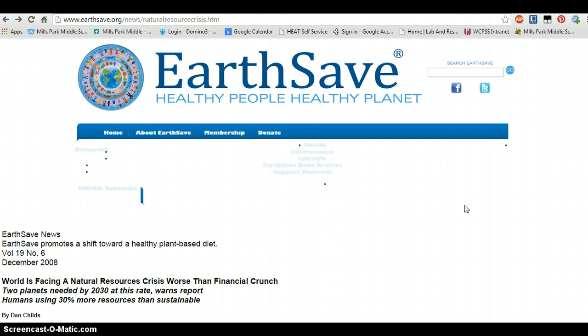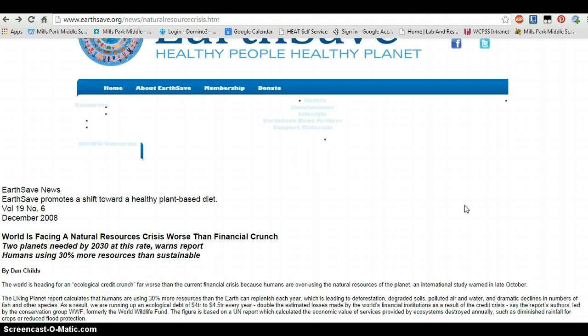Then, if I read down a little bit further, I can see that the article, although it might give good information, is a little bit old, December 2008. There's also an author listed, Dan Childs, but it doesn't give you that person's credentials, so I have no idea if he's a reporter for the site or he's an expert in his field.